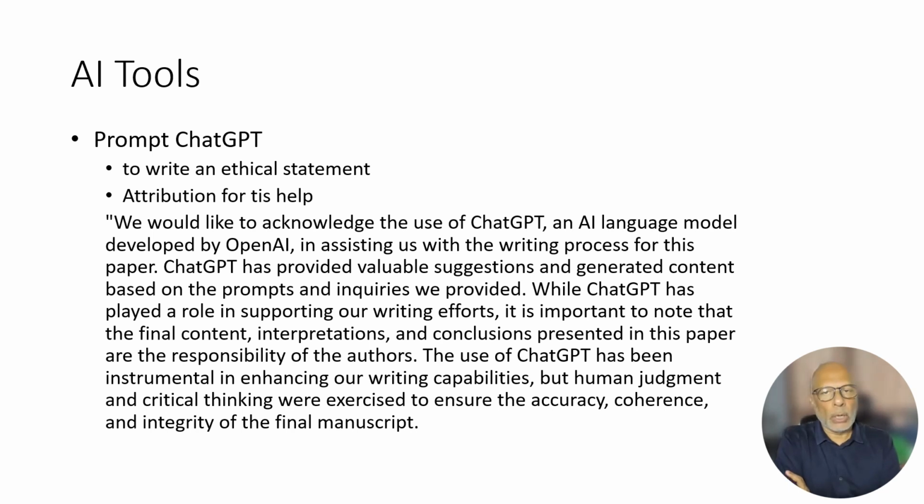Here it gives you an example of a prompt that can be used through ChatGPT to help you write your ethical statement. This is one of the quick ways of using it. You can even ask it how to acknowledge the use of the AI. So you can say that some of the responses in your manuscript were obtained through AI, but with prompts that were engineered by you.